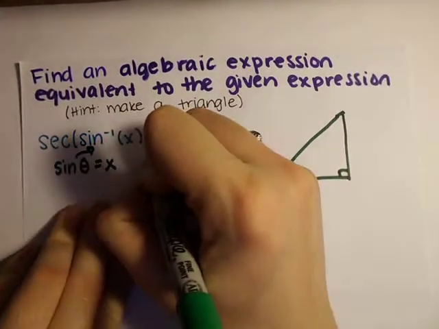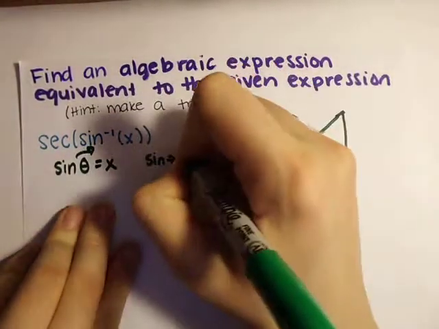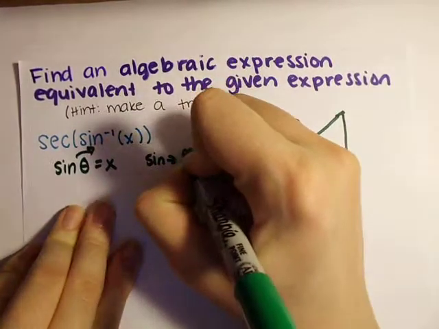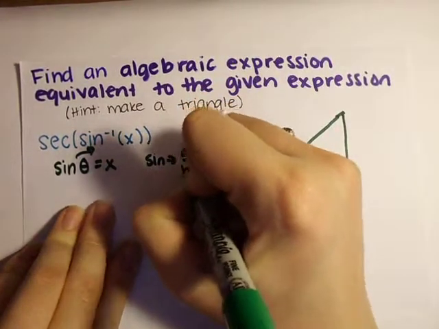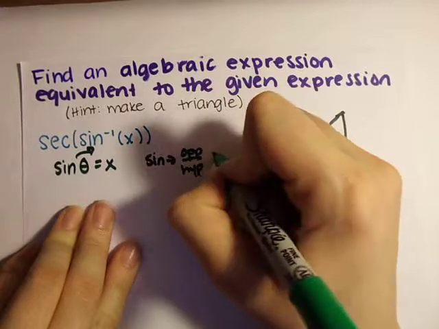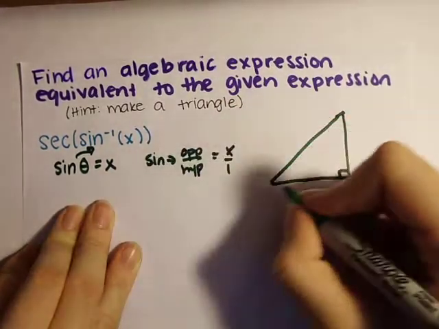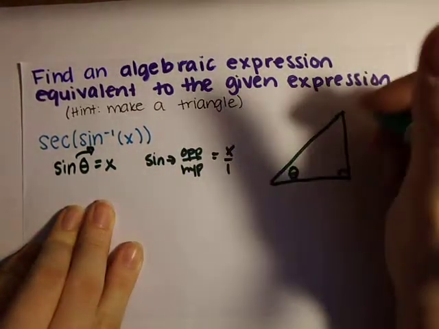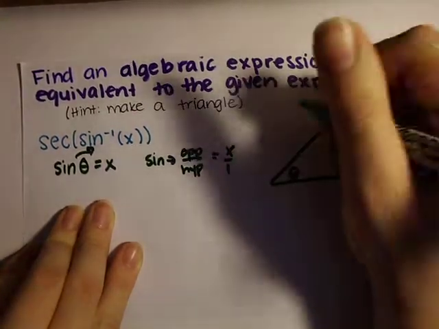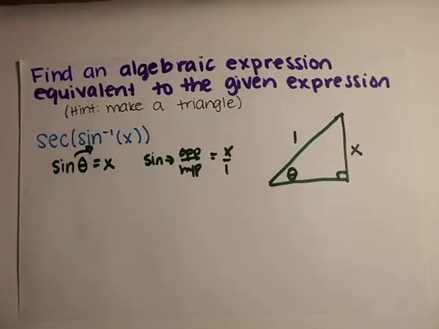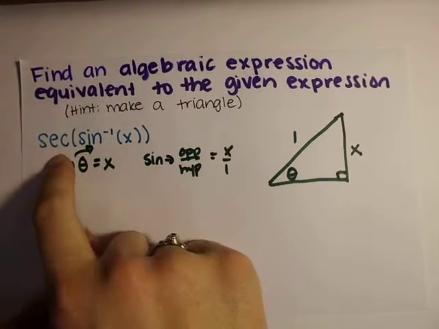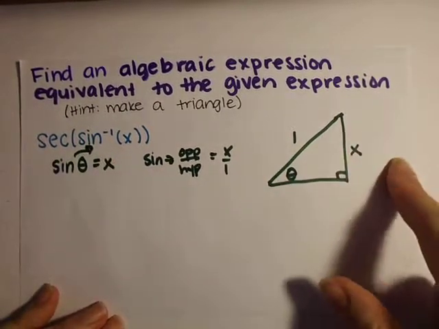Well, sine is, from SOHCAHTOA, opposite over hypotenuse. So I'm going to have x over 1. If I put angle theta here, the opposite side is x and the hypotenuse is 1. Okay? So now I'm looking for the secant of this.